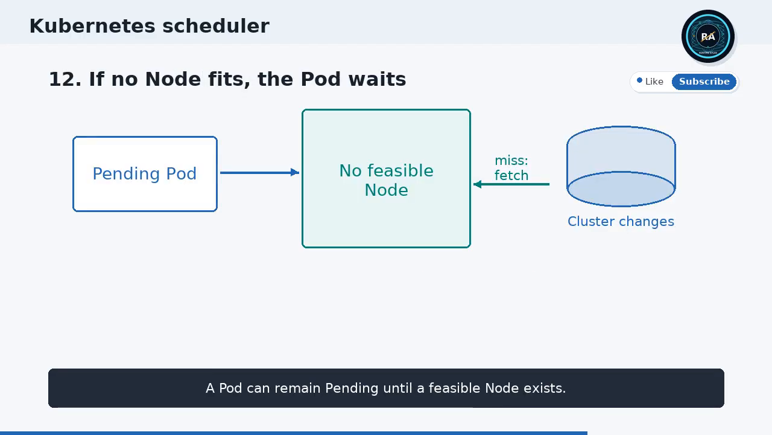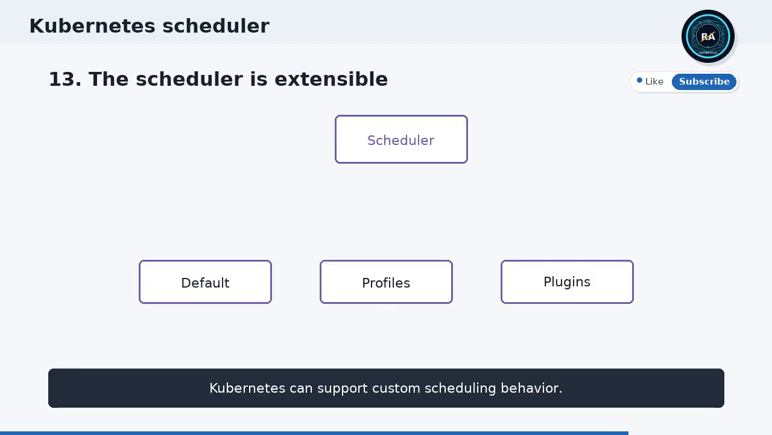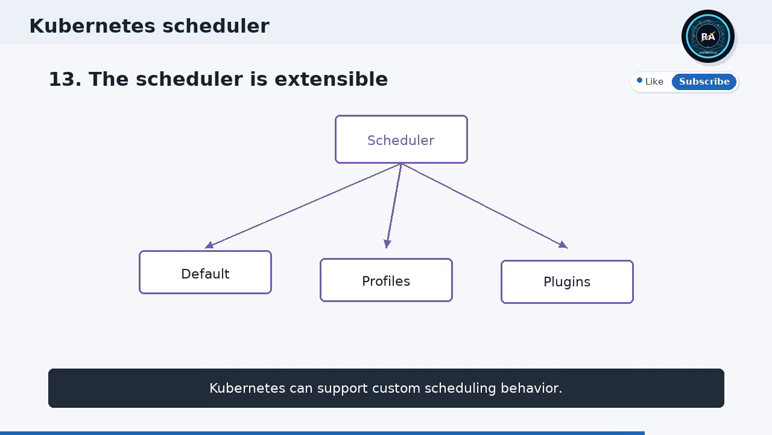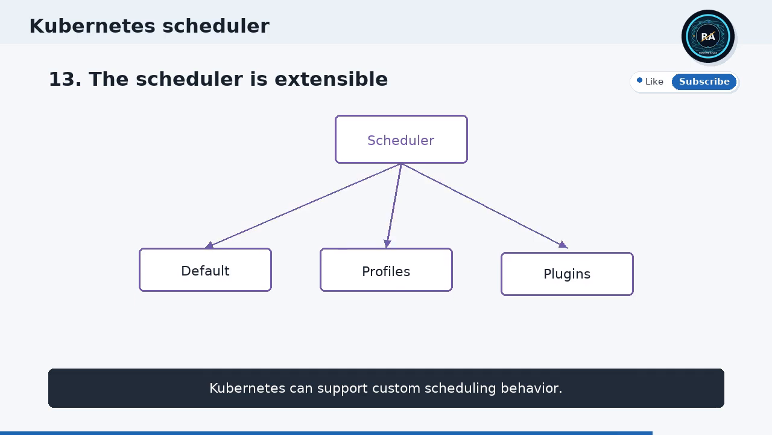If no node fits, the scheduler does not force the pod onto a bad node. The pod can remain pending until resources, labels, or constraints change enough to make placement possible. The default scheduler is kube-scheduler, but Kubernetes is designed so scheduling behavior can be configured or extended. The core idea stays the same: watch, filter, score, and bind.